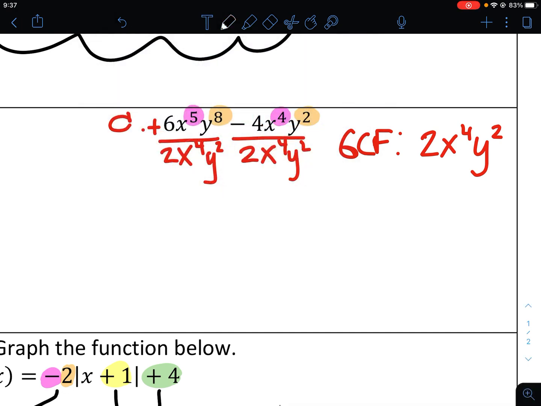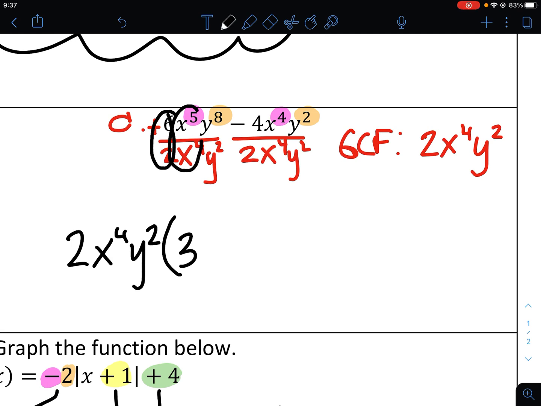Here we go. GCF on the outside is a coefficient. And then we multiply. What's on the inside is the quotient, what we're left with when we divide. 6 divided by 2 is 3. x to the 5th divided by x to the 4th, remember, we subtract exponents: 5 minus 4 is 1. But I don't have to put the 1. And then y to the 8th divided by y squared, 8 minus 2 is 6. So y to the 6th.